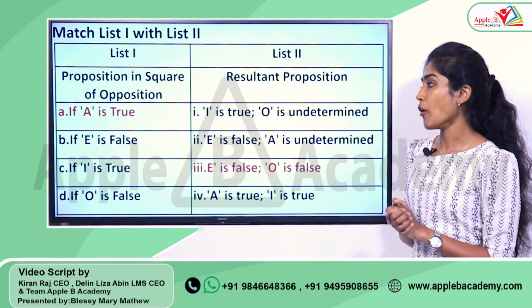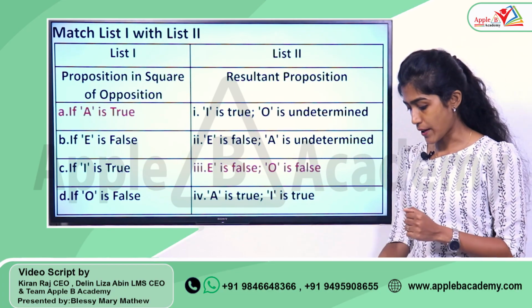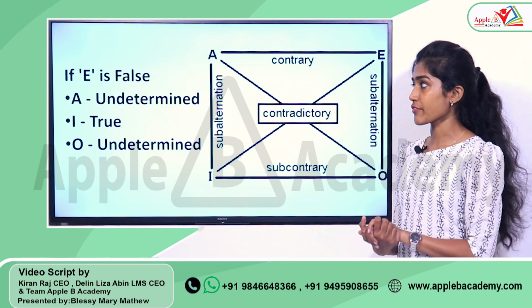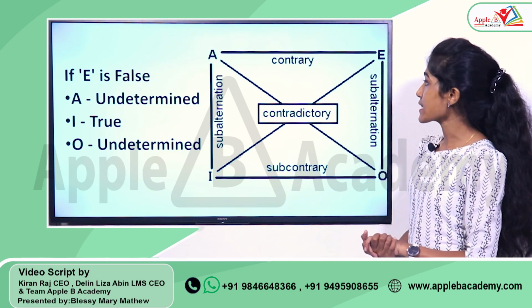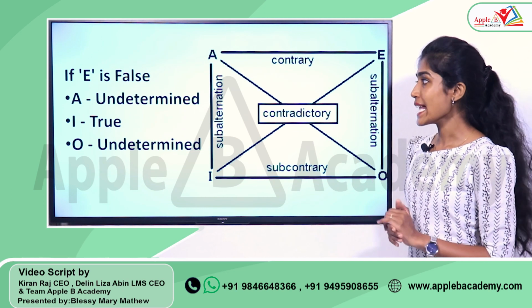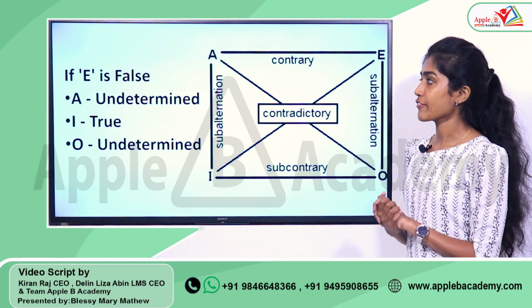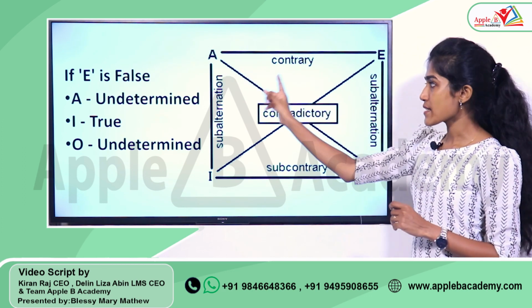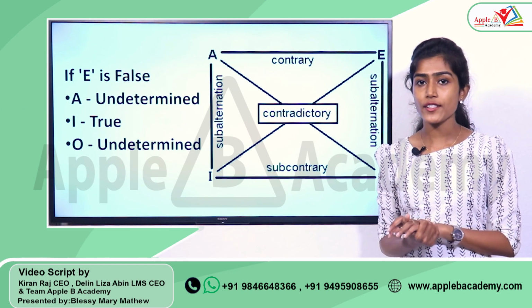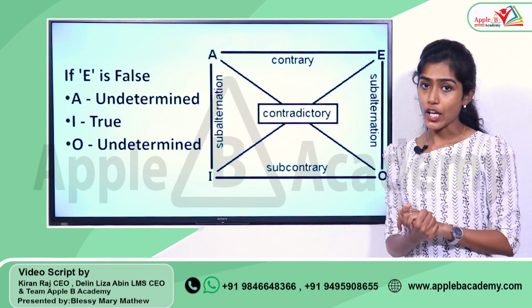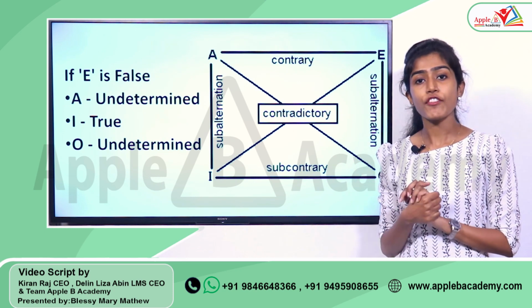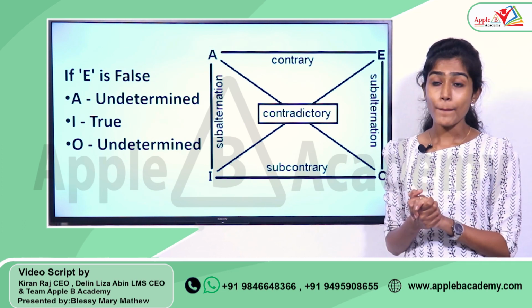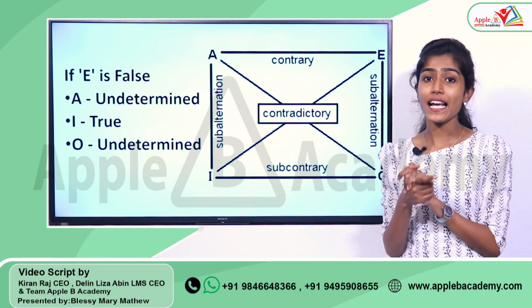Moving to the next option, that is option B, if A is false in list 1. So what will be the condition of the other 3 propositions, or what will be the resultant propositions if E is false? So what do you mean by this E? E is basically universal negative. So if the universal negative proposition is false, what will be the condition of A? A and E are basically contraries. So how are they related to each other? They can be false together, but they cannot be true together. That means if one is true, then the other will definitely be false. Why? They cannot be true together. But if one is false, the other would be undetermined.